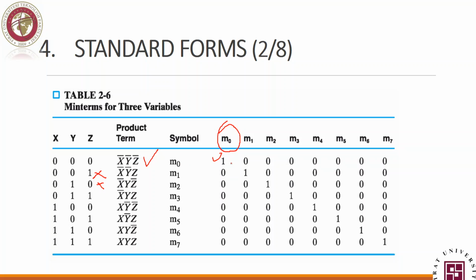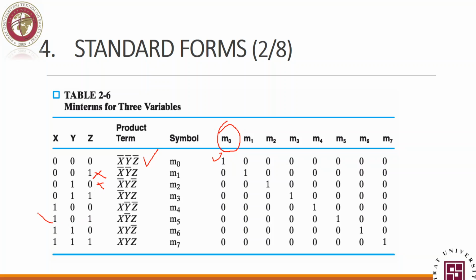This one is M0, 1. This one is M1, M2, M3, and so on. How do we know these states? Based on the states of the variables. Look at this. 1, 0, 0, X, Y bar, Z bar. That gets you M4. How about M5? X, Y bar, Z. How do I know?